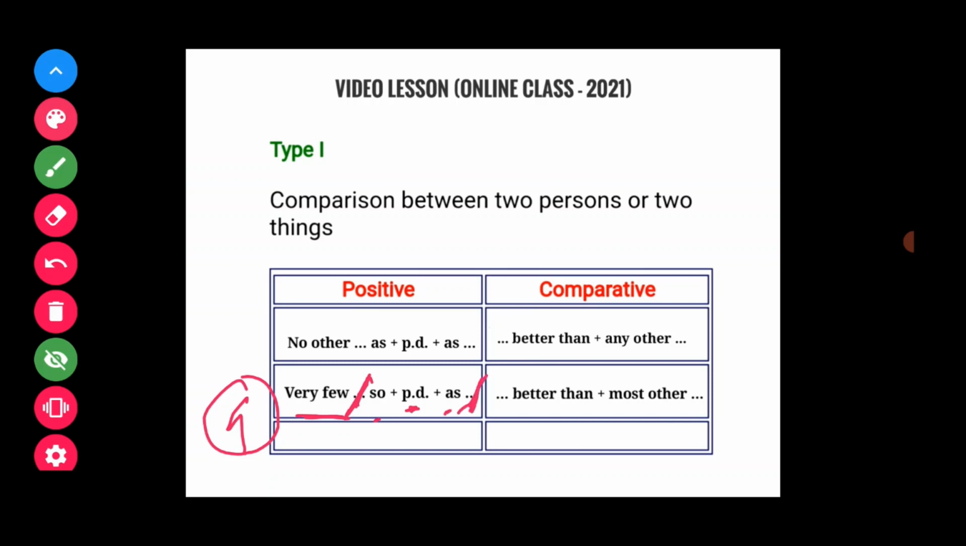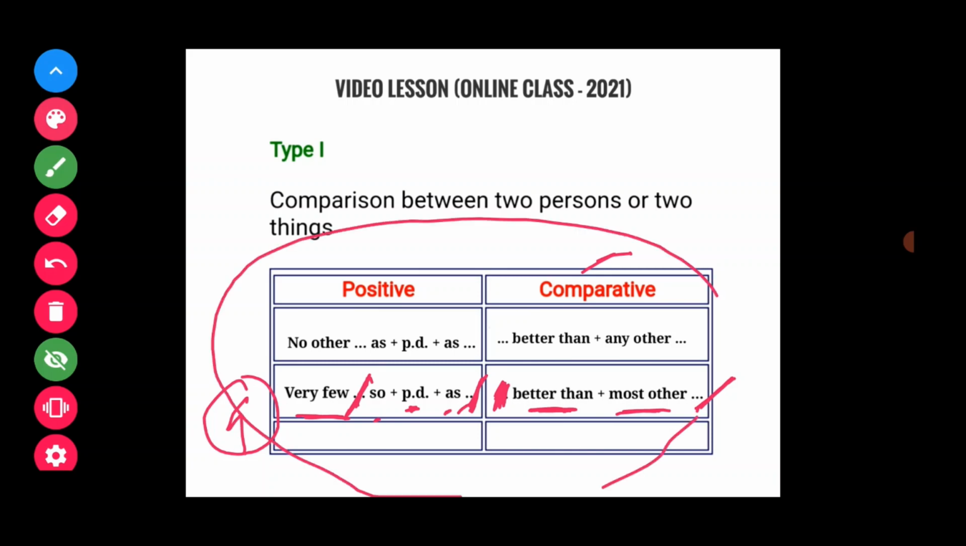I have made the rule nicely for you, you just concentrate on the rule, okay? Then in comparative what we have: in the first place a part of the sentence, then better than will be there, then without any other sentence or any addition, most other will be with it, then at last the remaining part of the sentence. I have explained the rules nicely to you, you just concentrate on these.